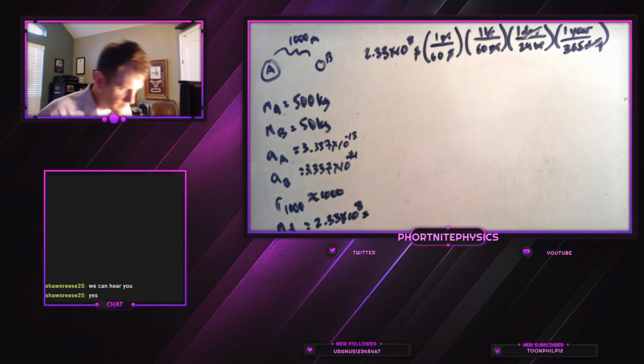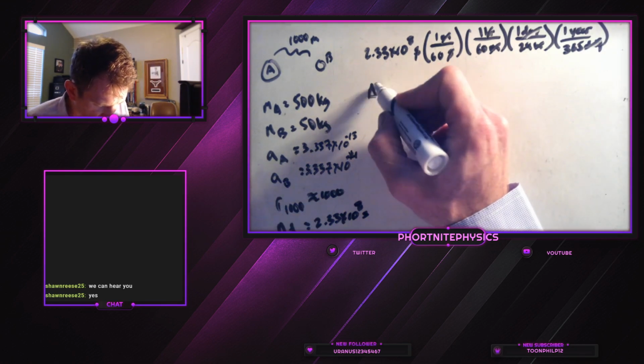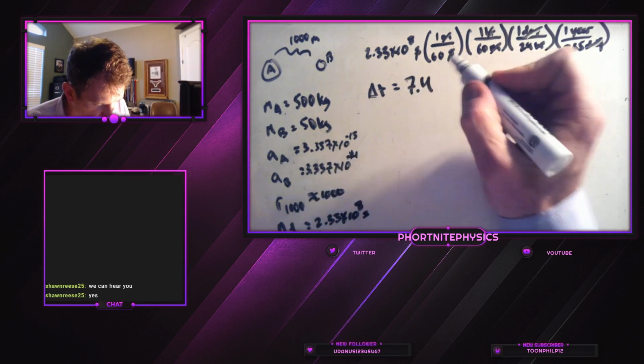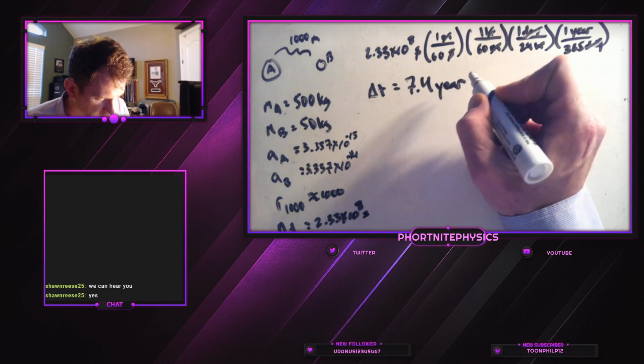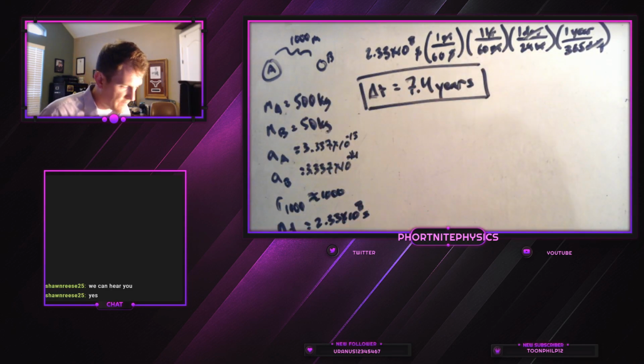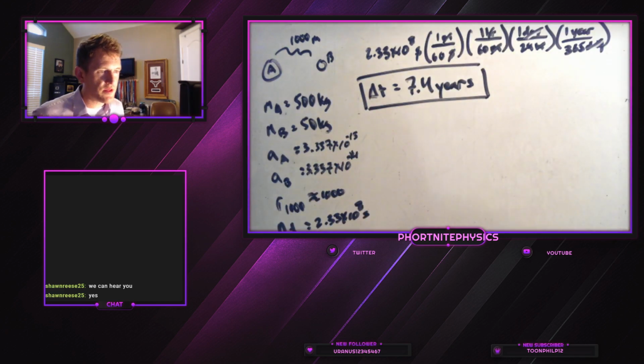So our delta t in years turns out to be 7.4 years. So if we were to set up a 550 kilogram mass, 1,000 meters from each other, it would take them 7.4 years to collide.